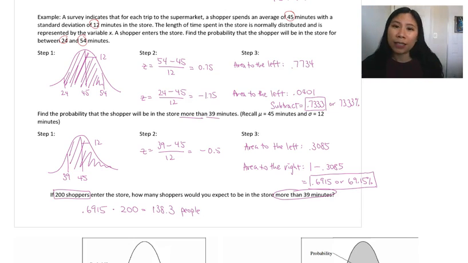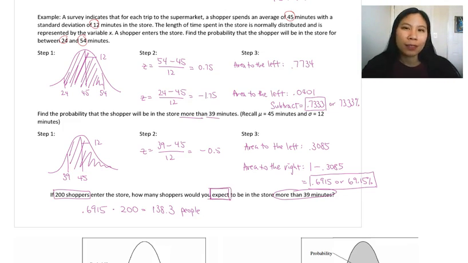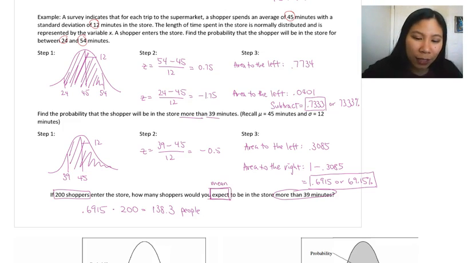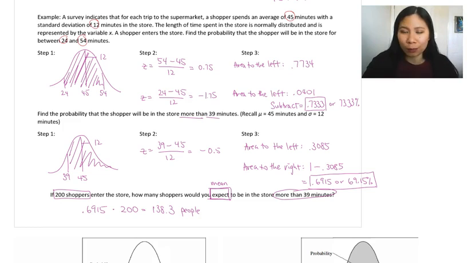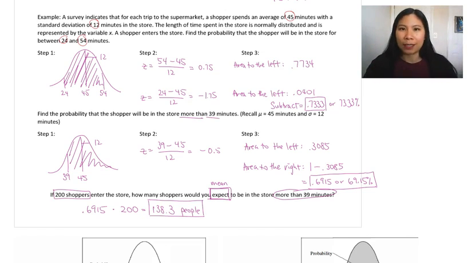Okay, this is slightly awkward because you can't really have 0.3 of a person. It doesn't really make sense, doesn't exist. But remember this word expect right here in the question. Expect, expected value, this is just talking about a mean. So kind of like, on average, how many people would you expect to be in the store? Averages are allowed to have decimals, so that's why we're going to keep this at 138.3 people, because it's asking about an average. So that's it for this section.